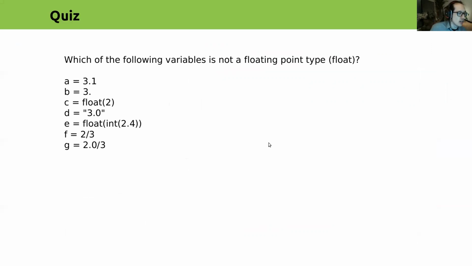So here's just a quick quiz question. Which of the following variables is not a floating point type or float? So think about this for a moment. And if we go through the different options, if you remember, anytime we add a decimal, Python is going to interpret that as a floating point number. So we know right off the bat that a is a float. b is also a float, even though there's no 0 after, there's still a period, so it will interpret that as a float. Down here, 2.0 divided by 3, that is also a float.